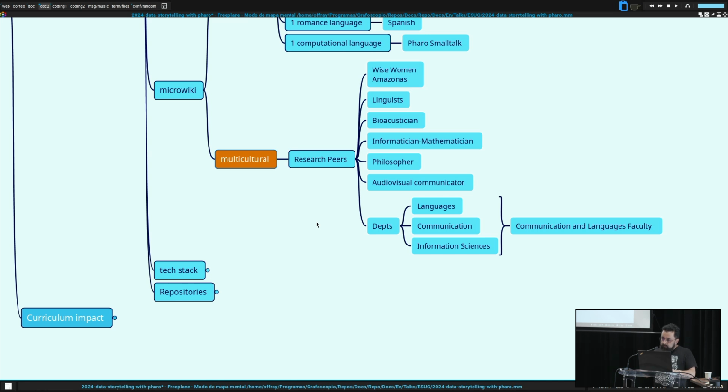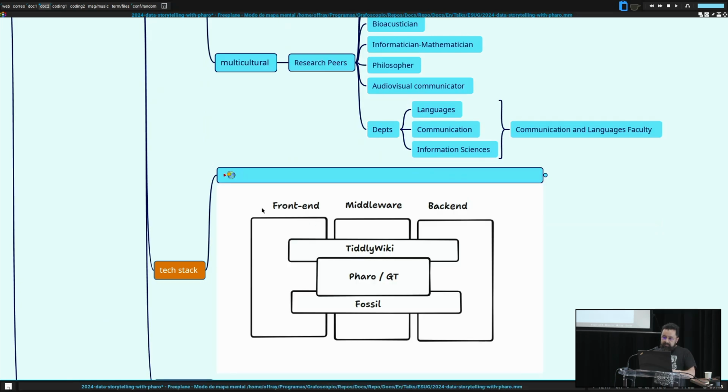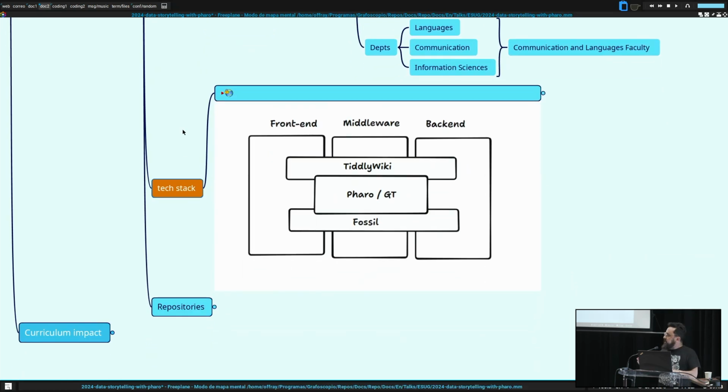Yeah, so we need to bridge the gap between several people from these several ways of knowledge. And the tech stack that we are using is pretty simple. So we have the front end, the middleware, and the back end. And we are using TiddlyWiki, this small wiki engine that I showed you. It's just a self-contained wiki engine in a single HTML file that can work pretty well offline.